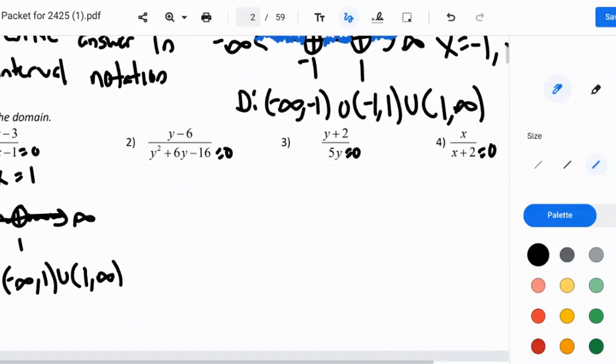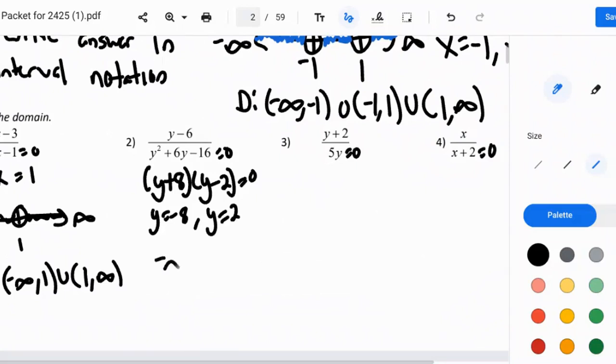The next one should have 2 answers because it's a y squared. So there should be 2 numbers that give us problems. So that'd be plus 8 minus 2 if you factored this correctly. And then that would be y equals negative 8, y equals 2. So in the end, we'd go from negative infinity to negative 8, negative 8 to 2, in union with 2 to infinity. So that would cover all of the number line except for negative 8 and 2.